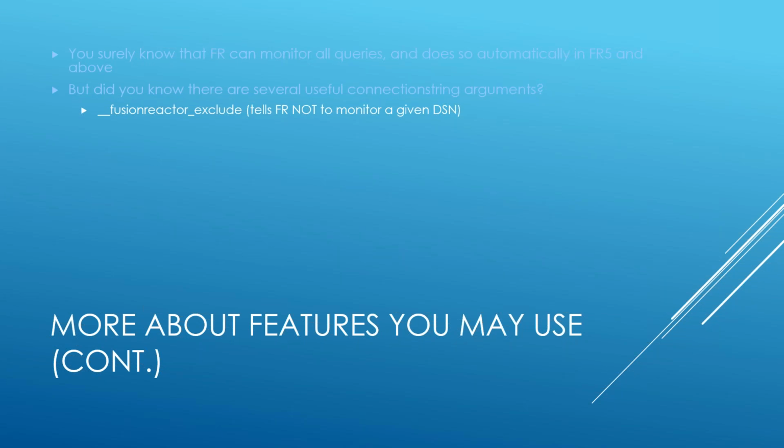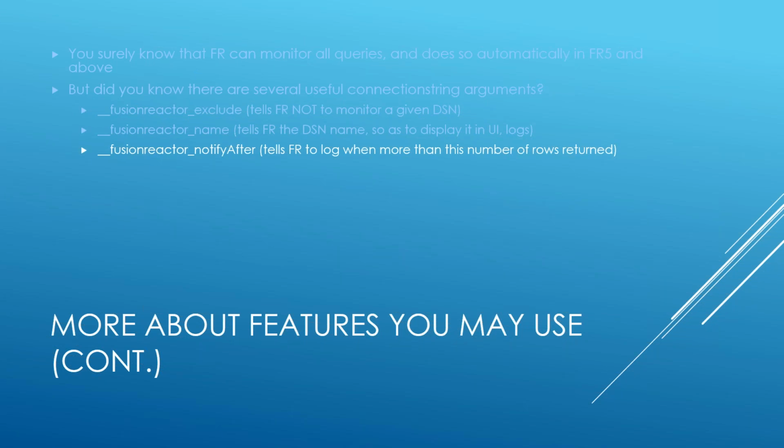And for the details of a given data source, there's a connection string, and you can add a connection string like underscore underscore, that's 2 underscores, underscore underscore FusionReactor underscore exclude equals true, and now it will not be monitored instantly. As soon as you put that in there, no more monitoring of that data source by FusionReactor. You can also tell it the name of the data source. It can't figure that out by itself.